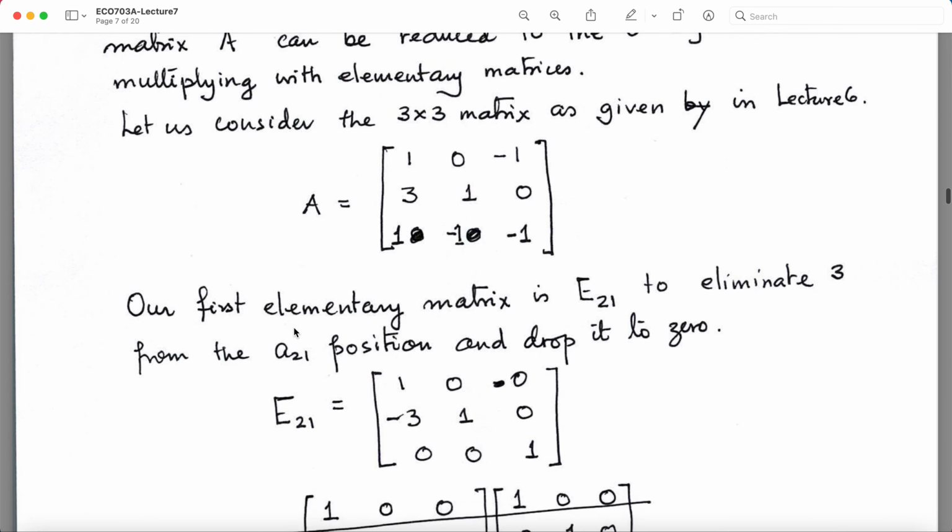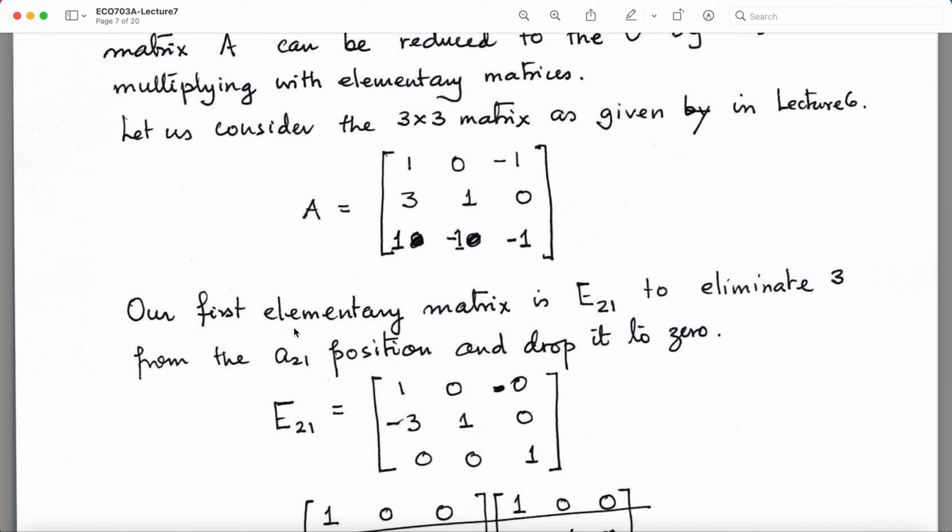Let us see. So here is the matrix, from the same book on linear algebra and differential equation by Kapitula. A is equal to 1, 0, minus 1, 3, 1, 0, 1, minus 1, minus 1.